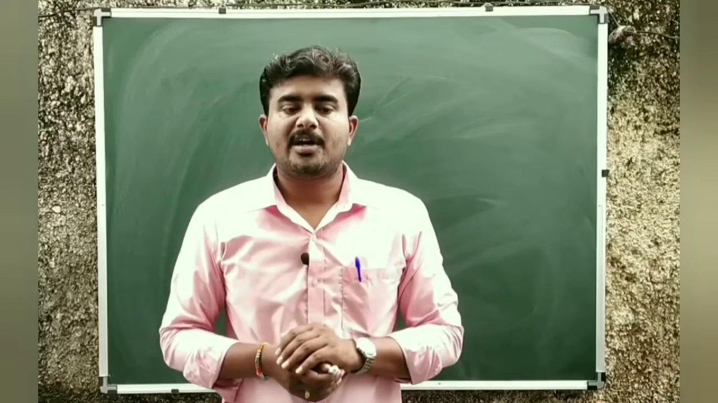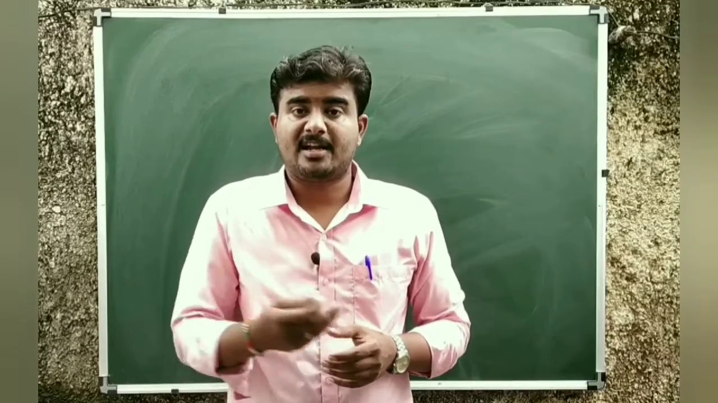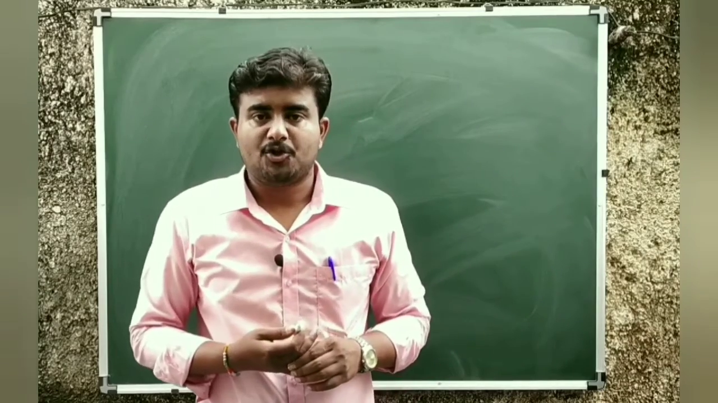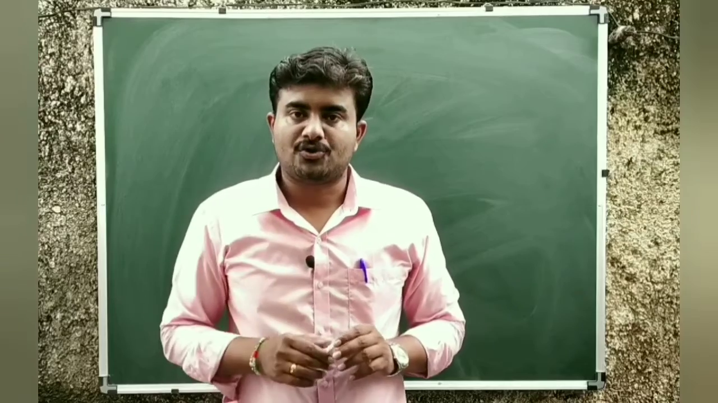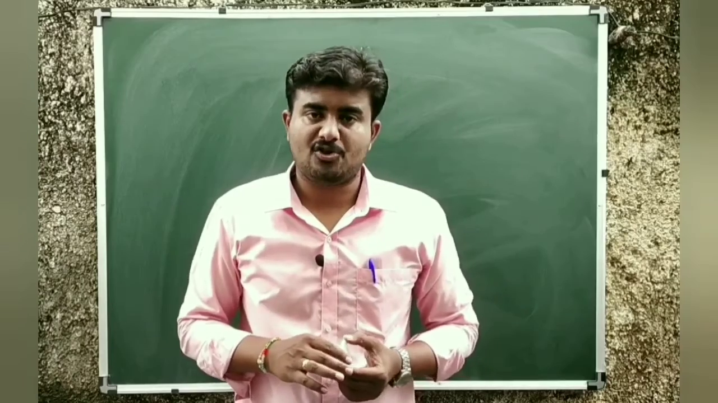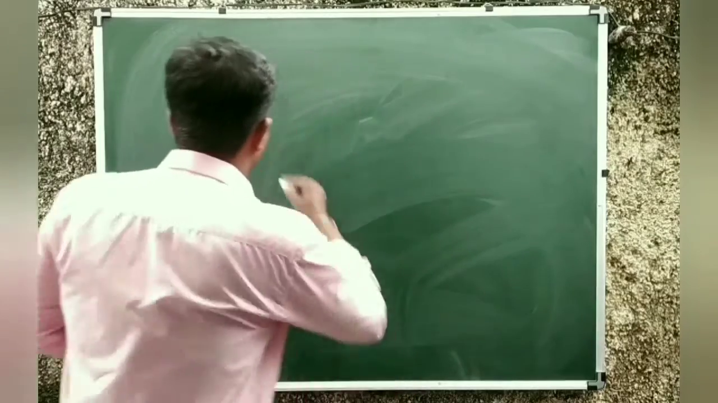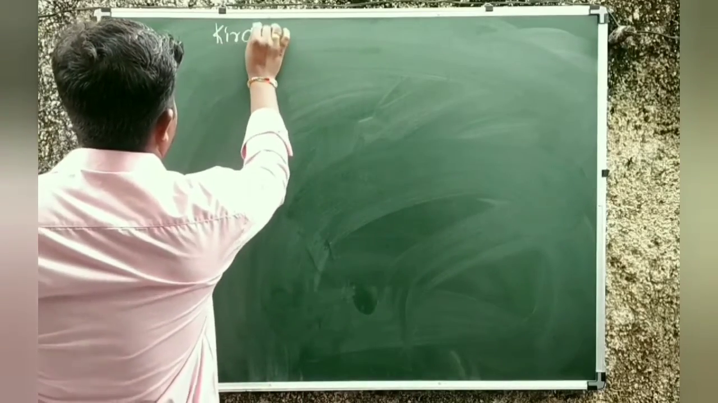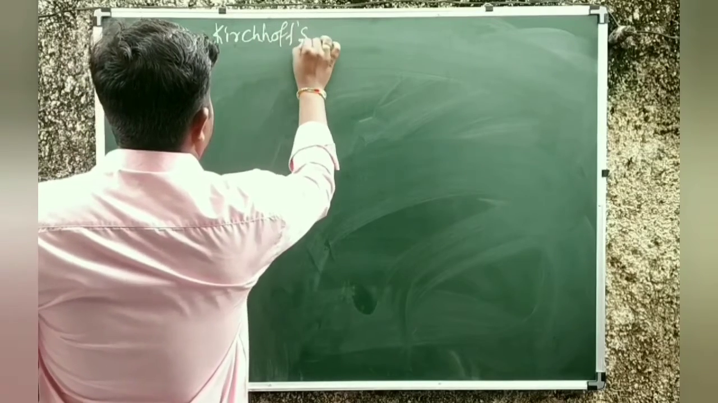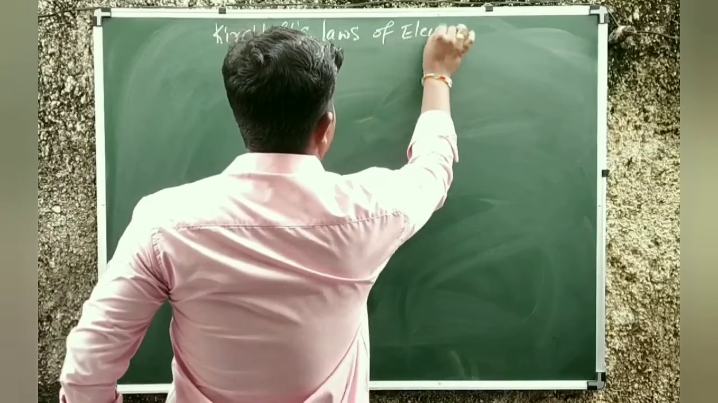Generally, an electric circuit contains a number of resistors and cells. Sometimes they are interconnected in a very complicated way. To solve such complicated circuits, Kirchhoff has given two laws. One law is called Kirchhoff's current law, another law is called Kirchhoff's voltage law. Let us now discuss in detail Kirchhoff's laws of electric circuit.